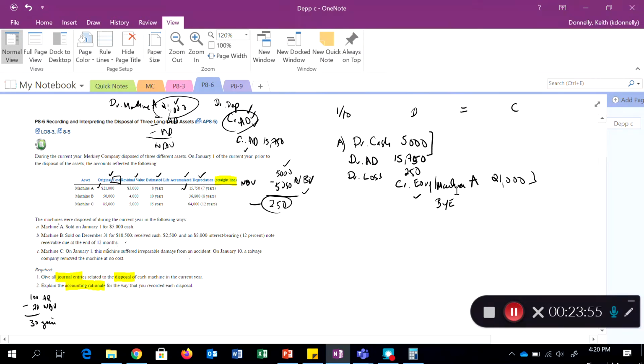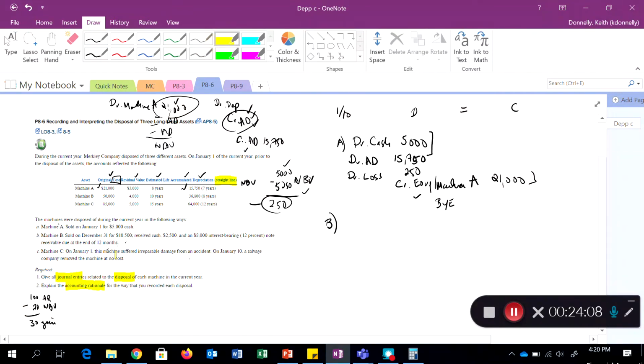So let's look at B here. We got to do the journal entry for this guy. So this one's a little bit different. When we look at it right here, a big thing that would immediately jump out at us is that we sold it on December 31st. So for the first one, we sold it in the beginning of the year. So there was no time that had passed that would warrant a depreciation expense. However, the second one, we sold at the end of the year. So we need to account for depreciation expense on this asset.